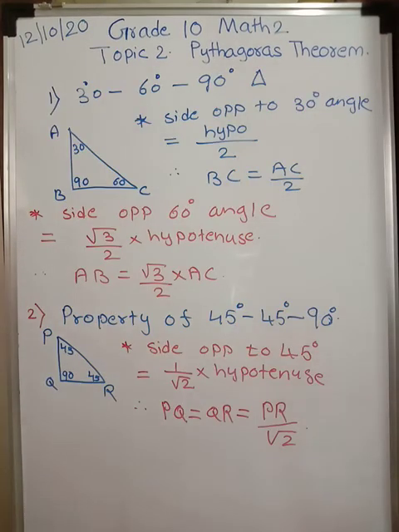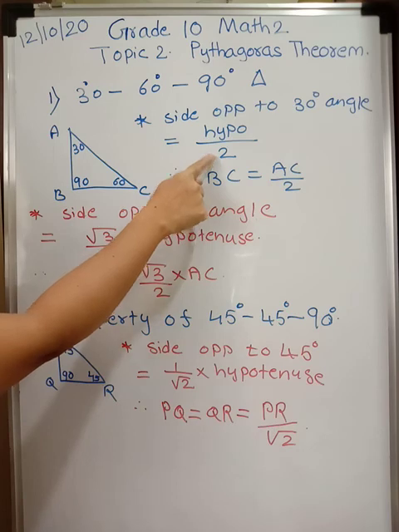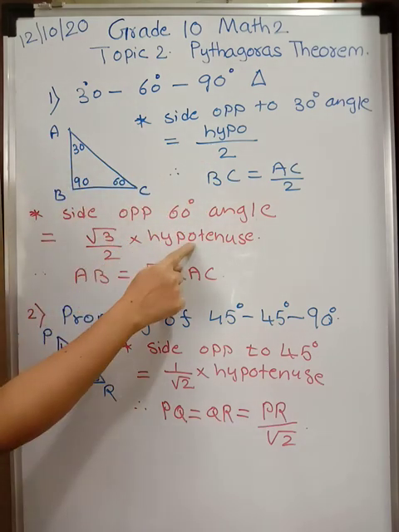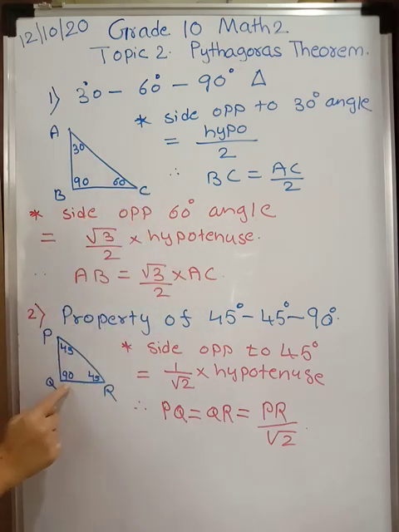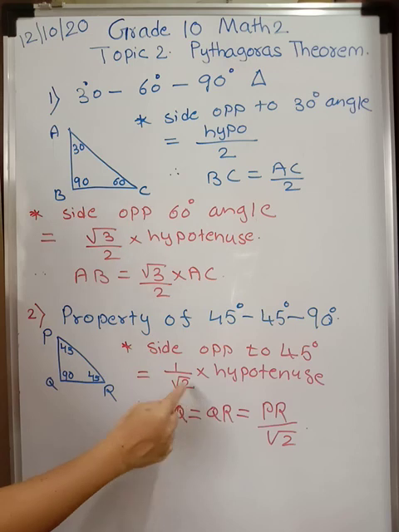A small revision of the 30, 60, 90 degree triangle which you have already learned in 9th standard. Side opposite to 30 is always half of the hypotenuse and side opposite to 60 is always root 3 upon 2 into hypotenuse. Pause the video and take it down. Alright. Similarly 45, 45, 90 degree. Side opposite to 45 is always hypotenuse upon root 2, or you may say 1 upon root 2 into hypotenuse. This we will require for your problems.